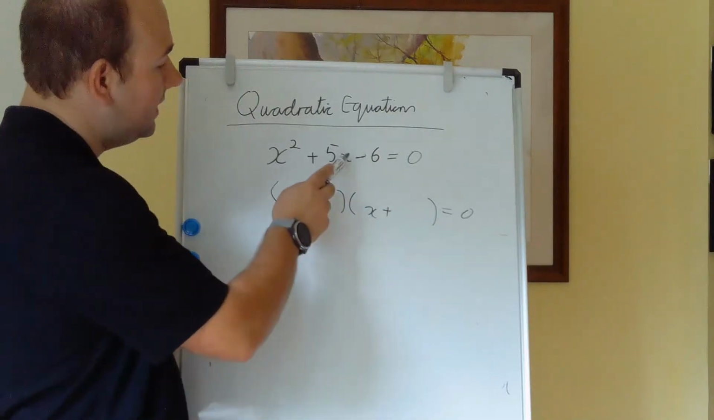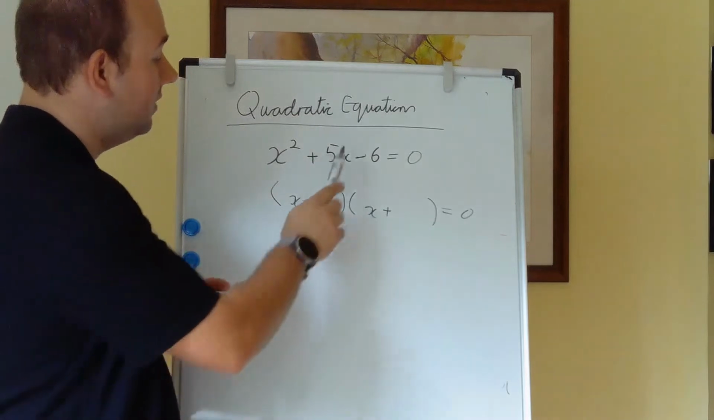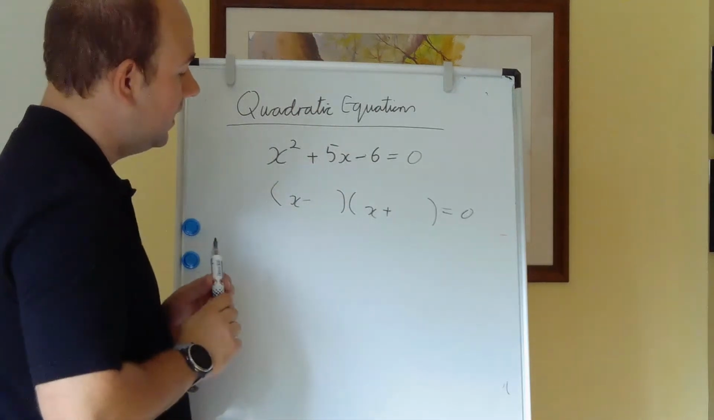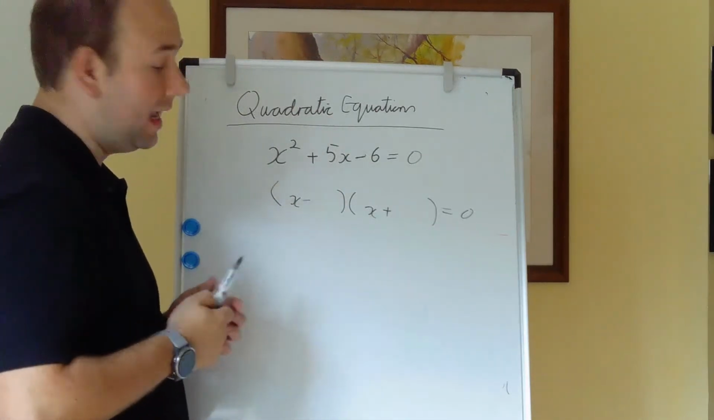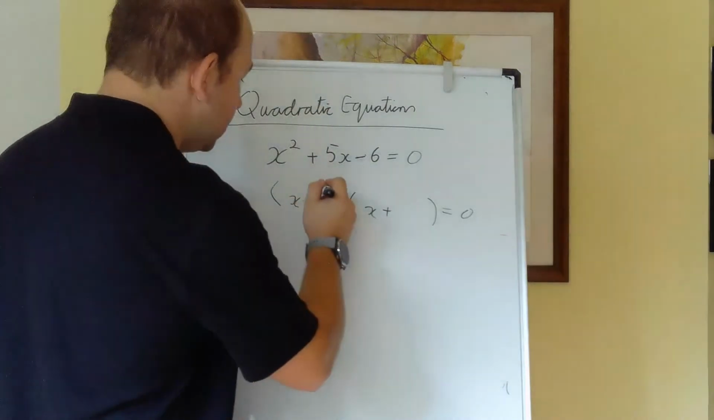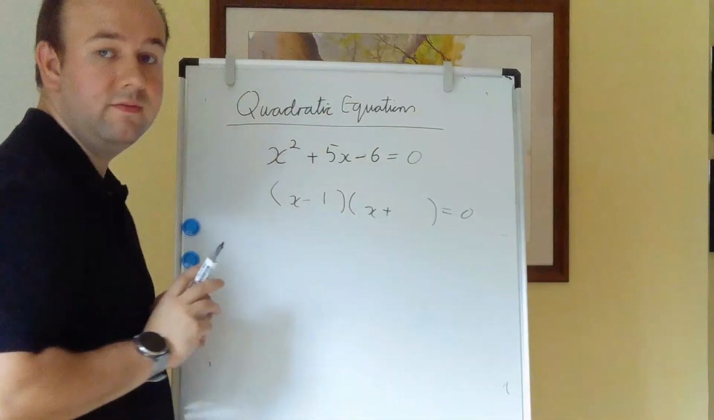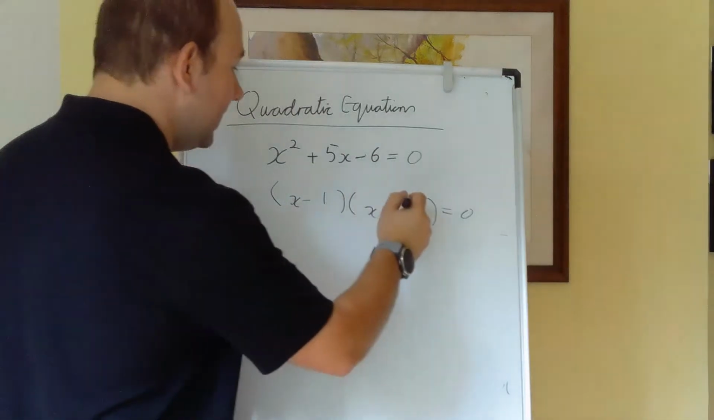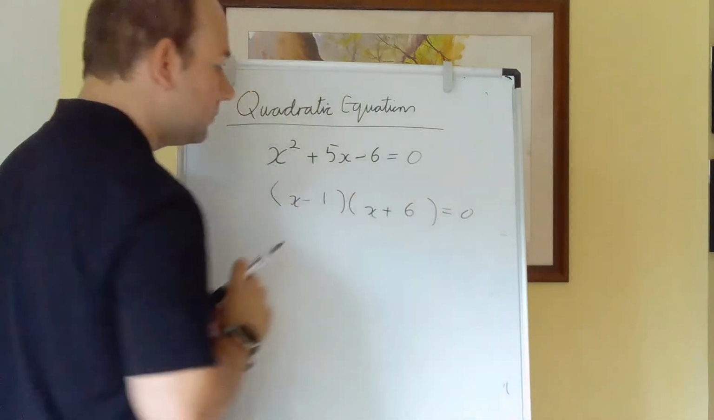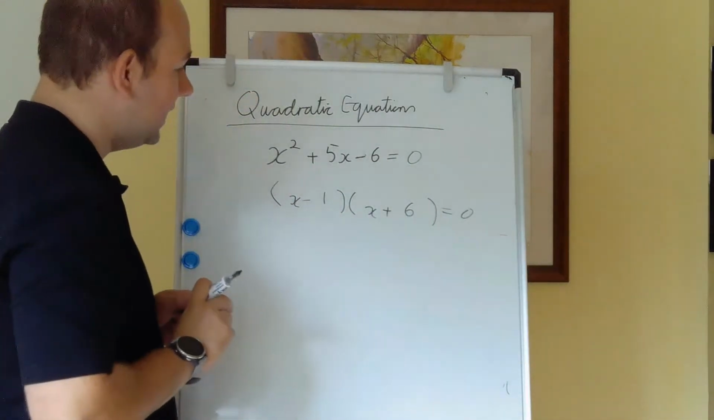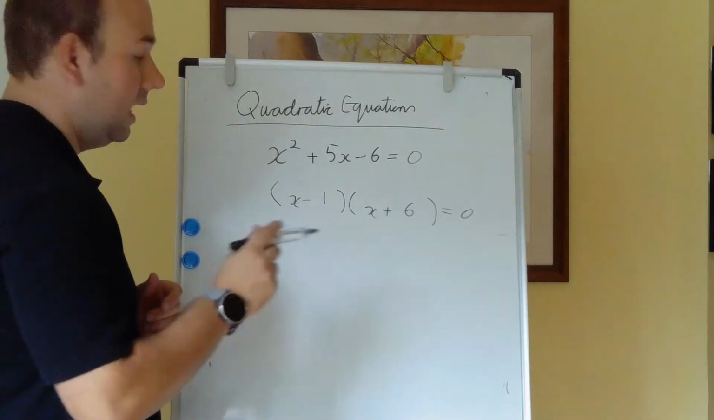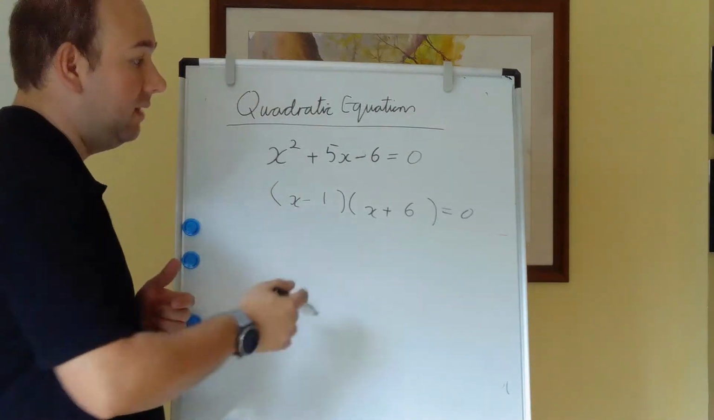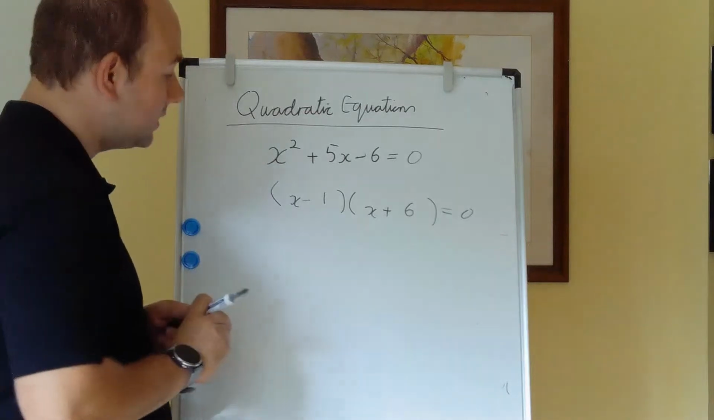But we also need to have them so they take away from each other to make 5. So that would be the 6 and the 1. And we start off by putting the smallest number in the first bracket and the biggest number in the second bracket. And what we should always be able to do is just check what's coming out.